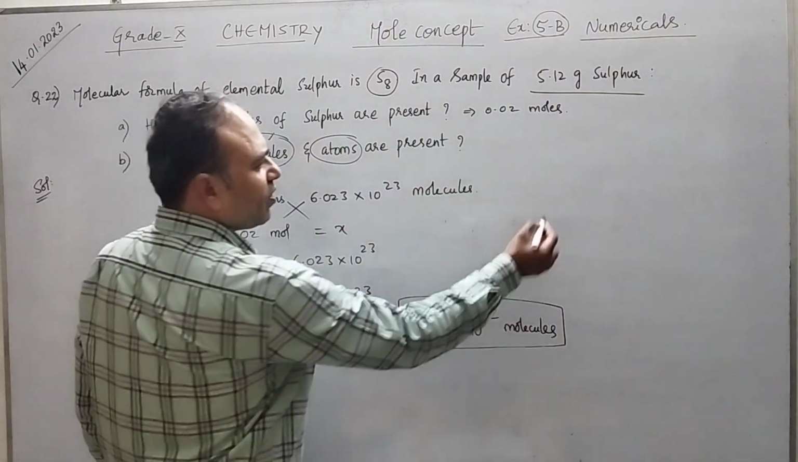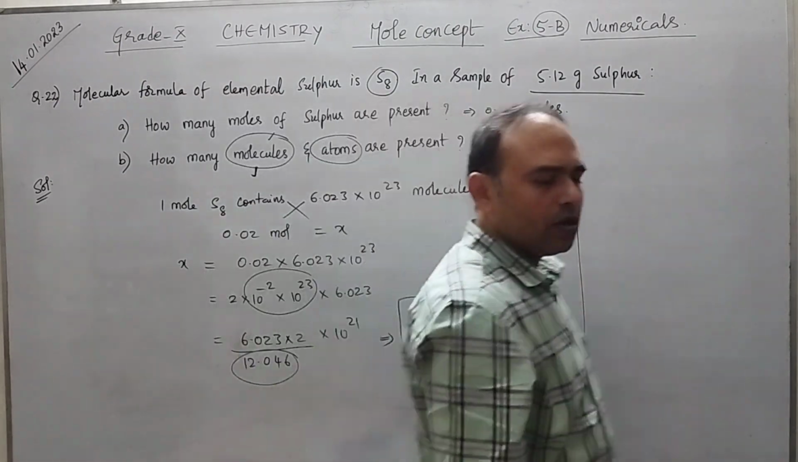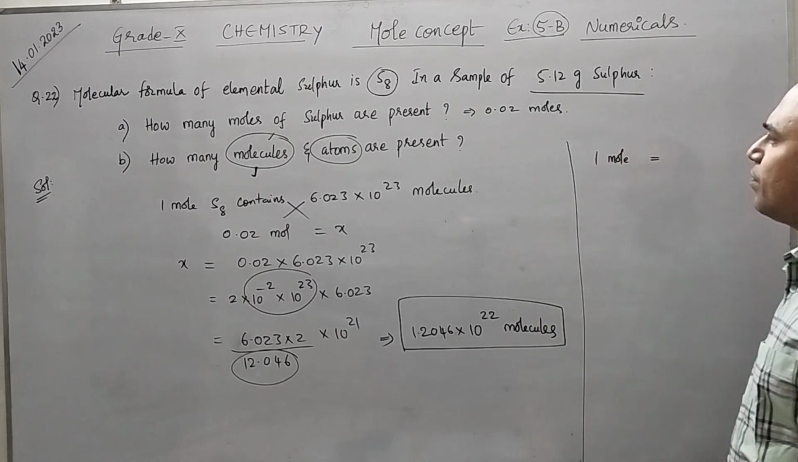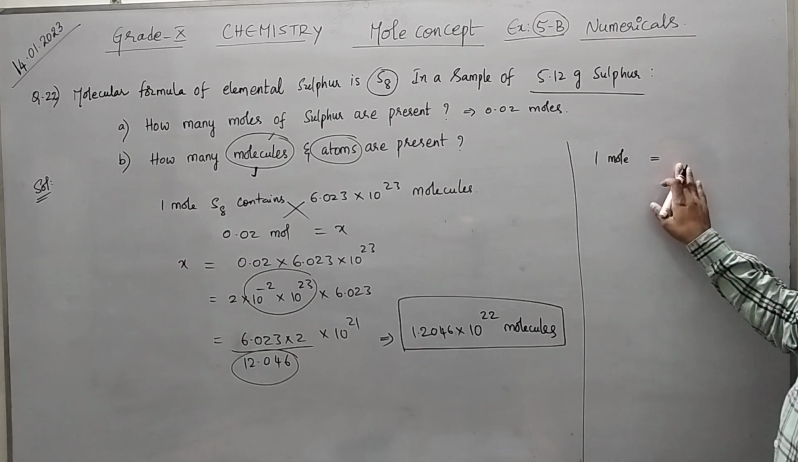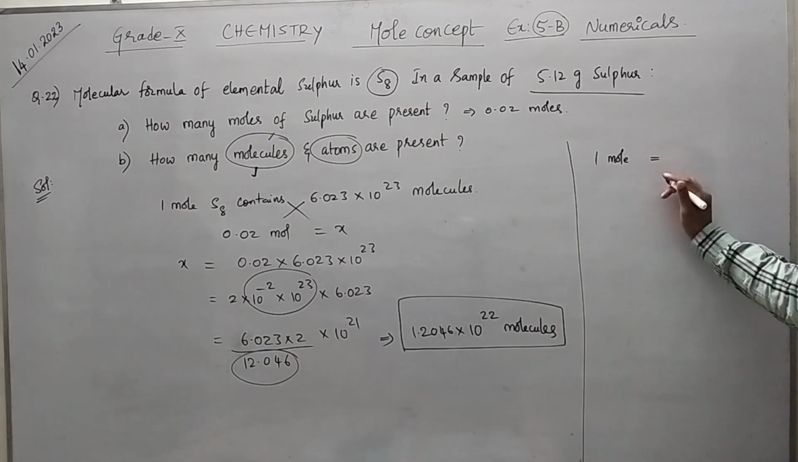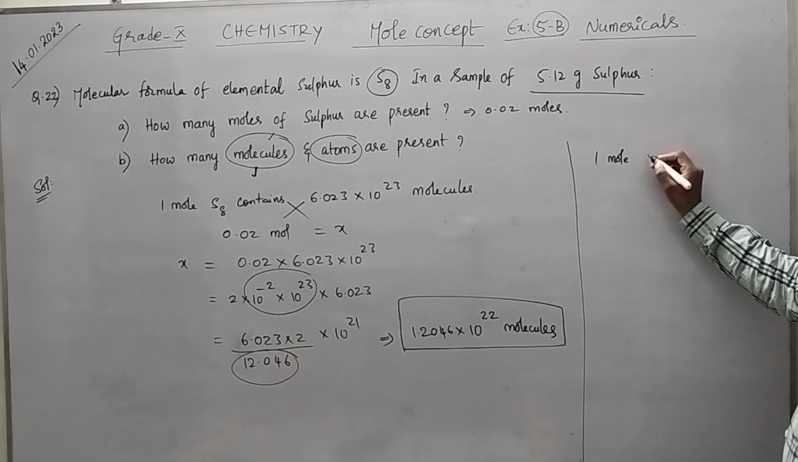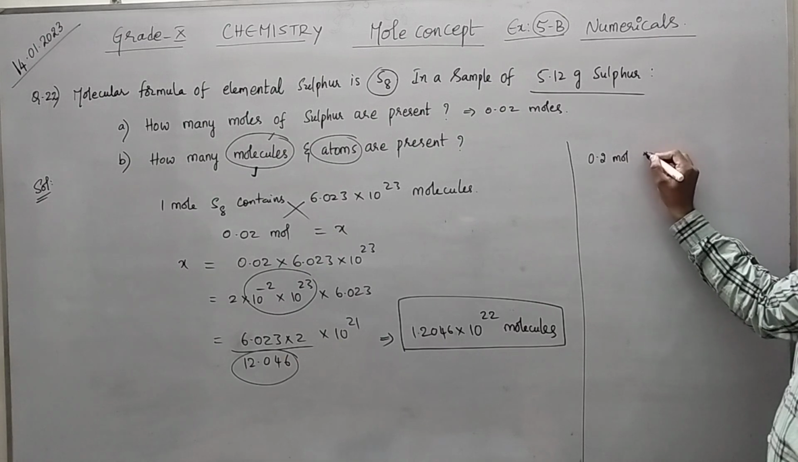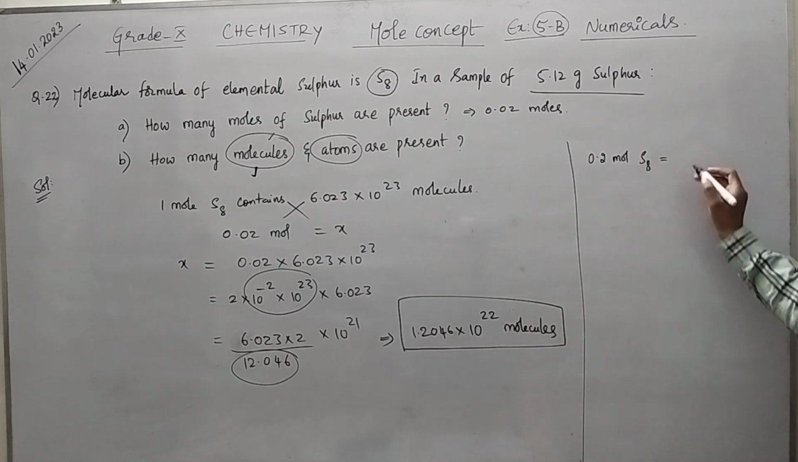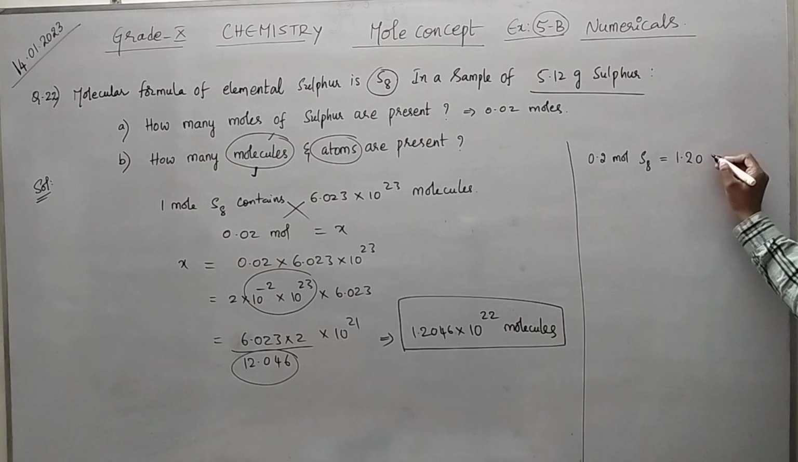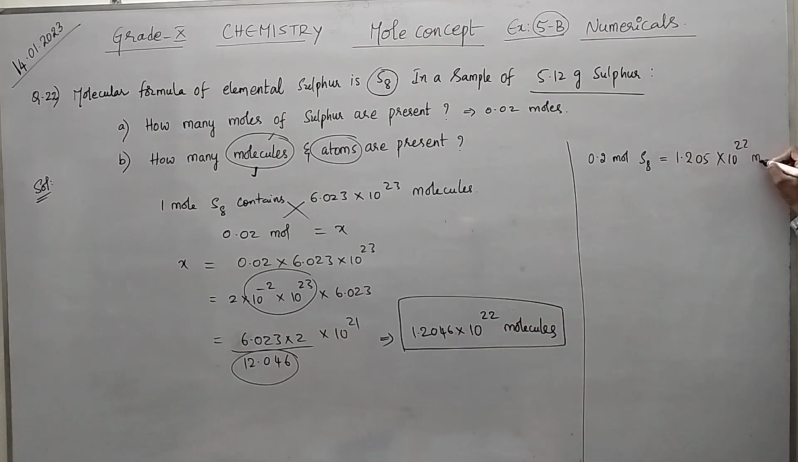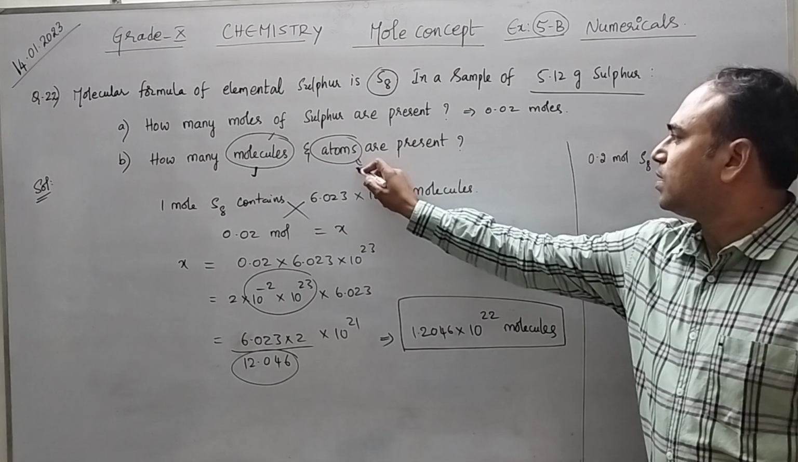Now, how to find out atoms here? So if you identify this, 1 mole, or you can directly write this as 0.02 mole of S8 contains 1.205 into 10 to the power of 22 molecules. Now they are asking how many atoms are there. In the second part they are asking how many atoms.